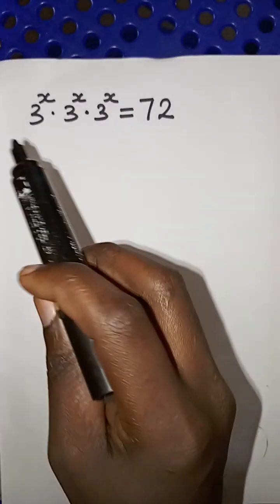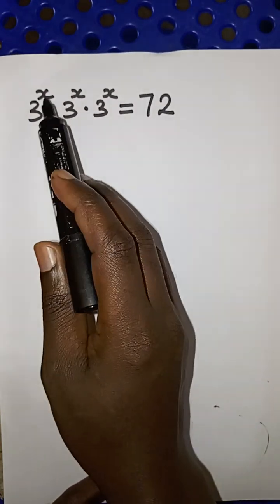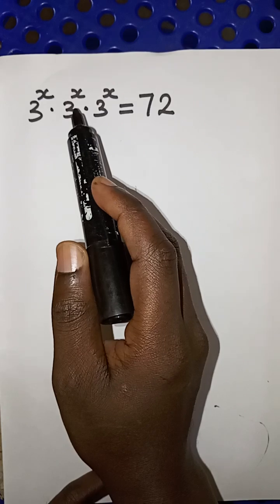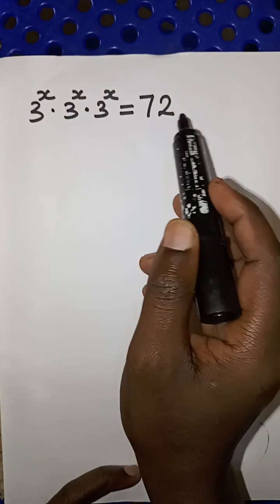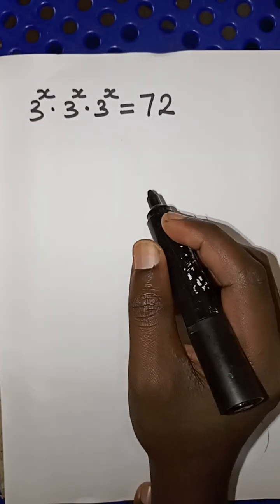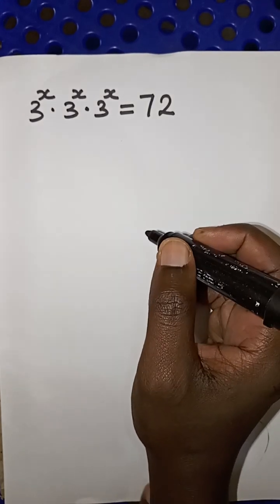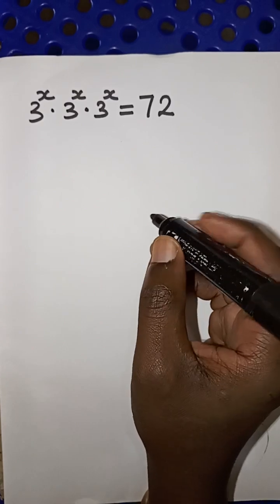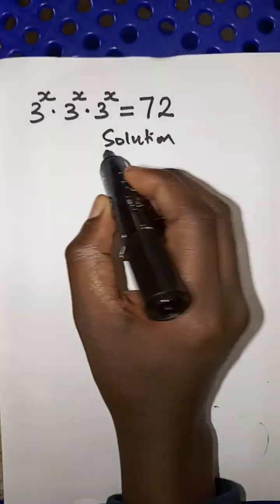So today we have an exponential type of equation: given that 3 raised to x multiplied by 3 raised to x multiplied by 3 raised to x is equal to 72. This is also a type of index equation where we are required to apply all the laws of indices. So straight away, let us dive into the solution.